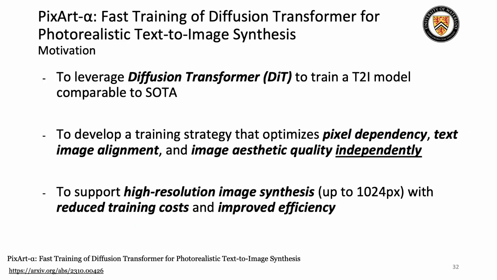The next paper is PixArt Alpha, fast training of diffusion transformer for photorealistic text-to-image synthesis. So this paper aims to harness the capabilities of the diffusion transformer to train a text-to-image model comparable to the state-of-the-art models. The method is motivated by designing a training strategy to independently optimize 3 critical components: pixel dependency, text-image alignment, and image aesthetic quality. PixArt Alpha also tries to support high-resolution image synthesis up to 1024 pixels, achieving this with notably reduced training costs and improved efficiency.